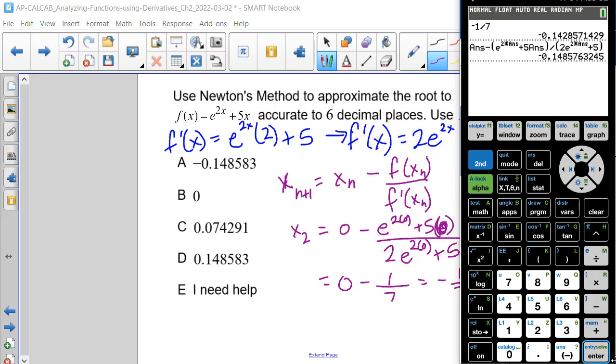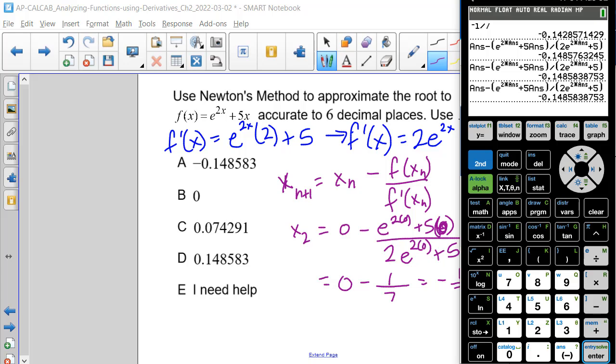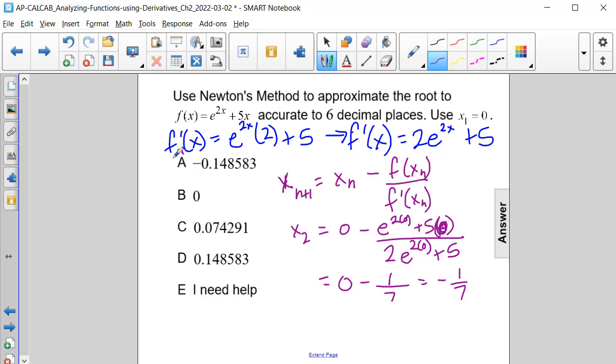Comparing the digits, we're still not at the same one, so let's evaluate it again. Okay, we still have a little bit of a change. Okay, here we go. This is where it started to level out. So that's answer choice A, negative 0.148583 is our answer here.